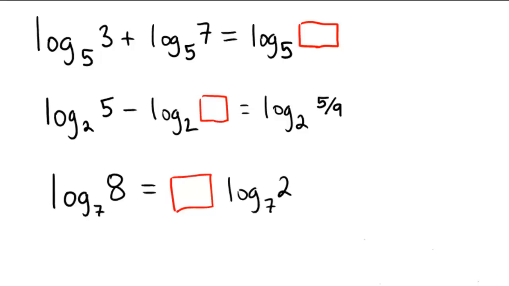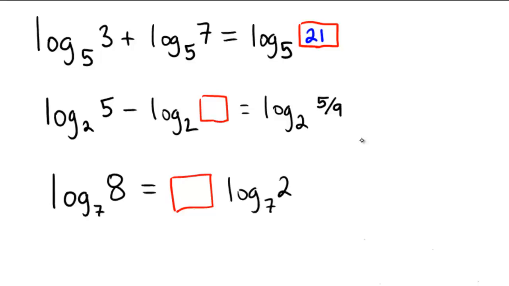Assuming you sat down and gave it a shot, look at number 1. It says log base 5 of 3 plus log base 5 of 7. So we're adding logarithms, and if you add logarithms, it becomes the product. There's going to be a 21 in the slot right there in that blank, because that's 7 times 3.